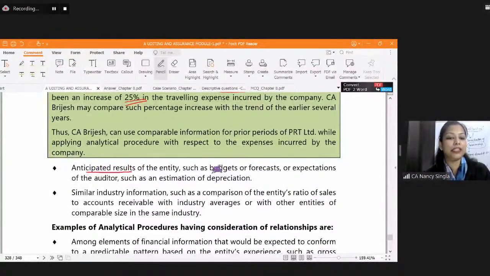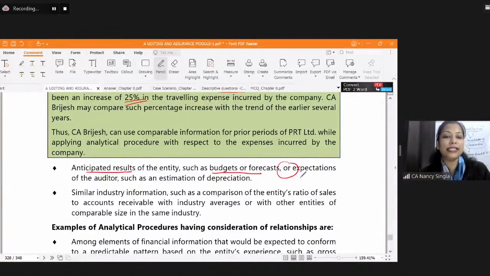Anticipated results, that is budgets or forecast. Someone was asking me to discuss this. Rohit is saying, ma'am, what is the second point, budget? See, it says that the entity must have prepared certain budgets. Let's say budgeted cost, that is the standard cost. So the auditor will compare the actual cost with the budgets that have been given. Suppose management has prepared a budget that this time we are going to spend so much on repair and maintenance. So he'll compare the actual figure with the budgeted.